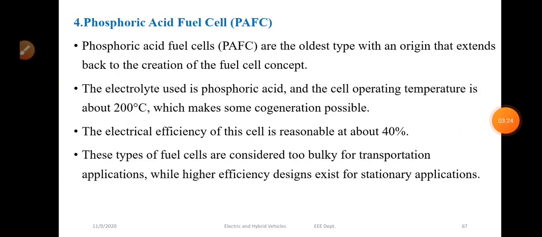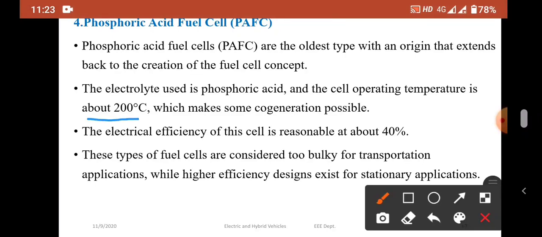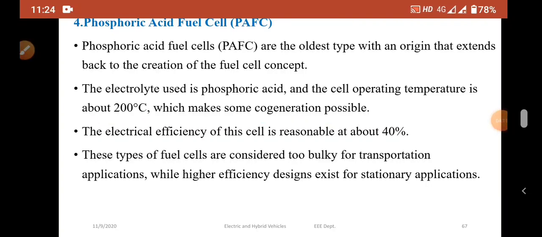Next one is phosphoric acid fuel cell, PAFC. Here the electrolyte used is phosphoric acid and it operates at a temperature of about 200 degrees Celsius, which makes cogeneration possible. That is, the heat produced inside this fuel cell can also be used for other domestic purposes like space heating. So that is cogeneration, and the electrical efficiency is about 40%, and these fuel cells are considered too bulky for transportation applications.